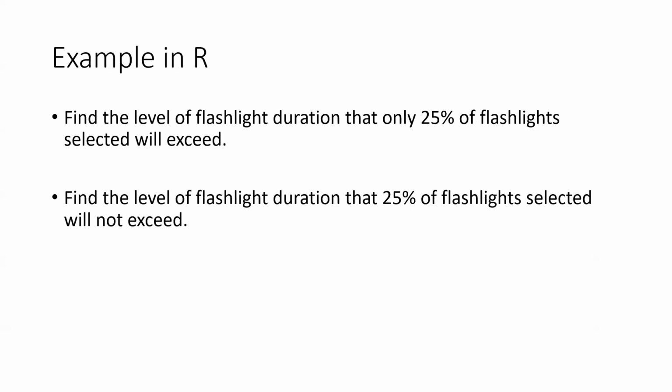All right, now you likely will not encounter these within your Stat 100 class. However, if you do happen to come across examples similar to what I have here, this is how you will perform the analysis as it relates to these inquiries. And we need to find the level of flashlight duration that only 25% of the flashlights selected will exceed, and also, find the level of duration that 25% of flashlights selected will not exceed.